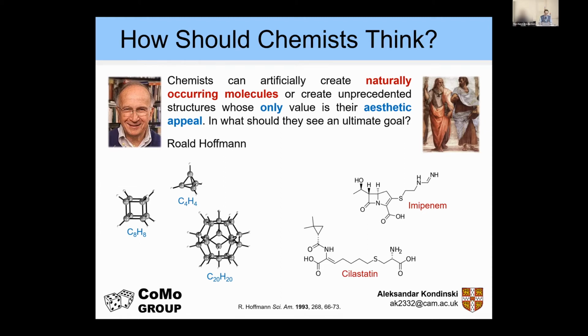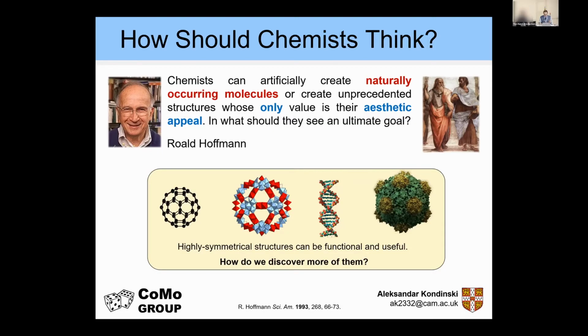What has happened over the past decades is that it becomes more and more evident that highly symmetrical structures can actually also be functional. You have here, for example, some examples, also synthetic ones, like the capillaries, or the capsid structures in viruses. The question is, how can we make more of them, and in a scalable manner?